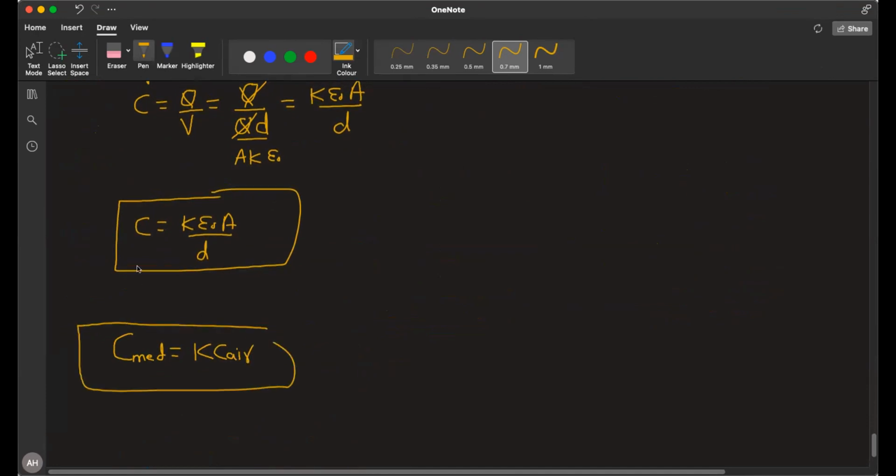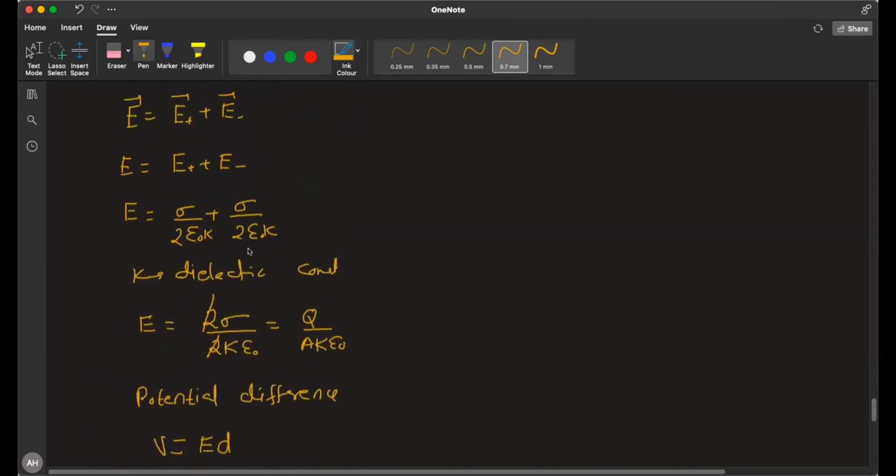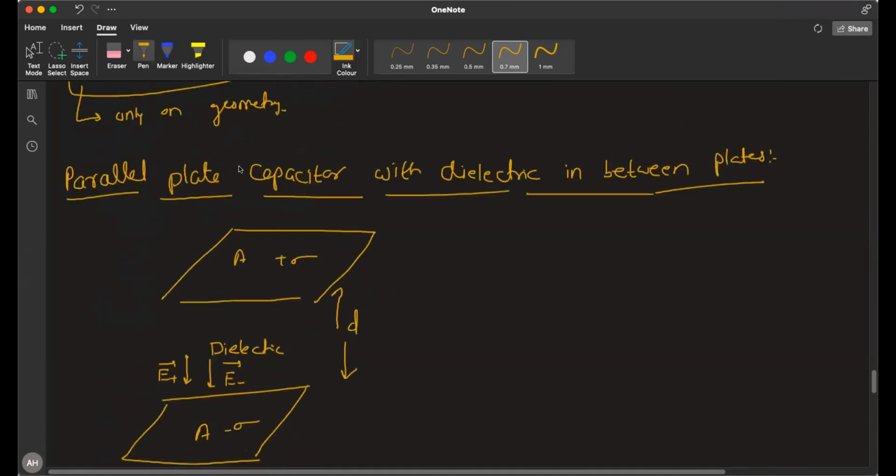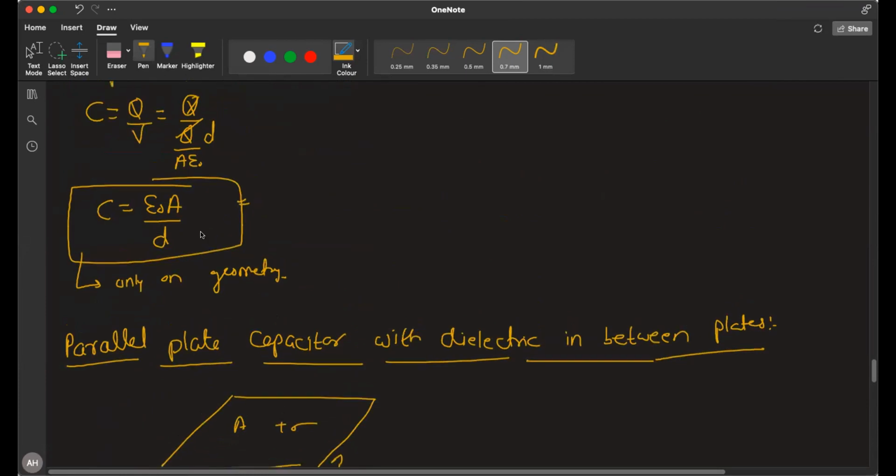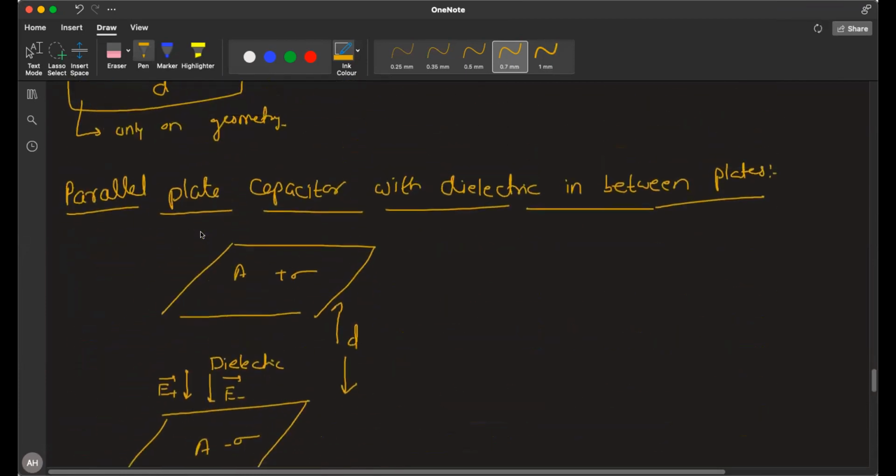So when you place a dielectric, then capacitance increases. So you can say that capacitance in the medium is greater than the capacitance in air. So whenever you place some other dielectric medium between the plates of a capacitor, then capacitance is greater than that in air. Note it down.